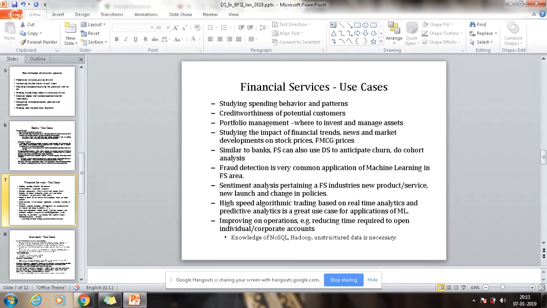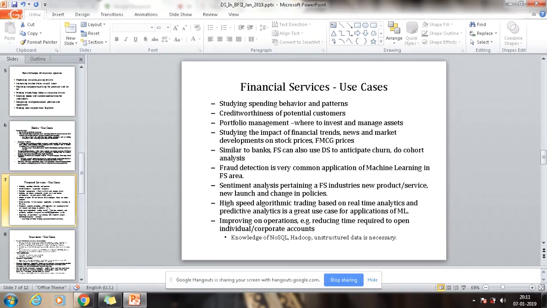As somebody asked, improving operations, yes, reducing the time required to open individual or corporate accounts is one of the very common examples where we use data science and machine learning to speed up the process. As an individual customer, I need a bank account today to make a transaction tomorrow. So I don't want my bank to take 2 weeks to validate me and then give me an account. Rather, I would want some processes to be automated so that they can quickly verify my credibility and give me a bank account as soon as possible. The same goes with corporate accounts, which take longer because they have too much to validate. So some of the things could be automated and the time can be reduced.